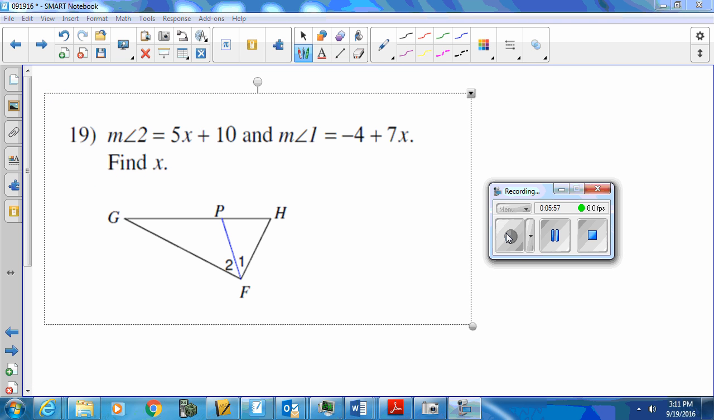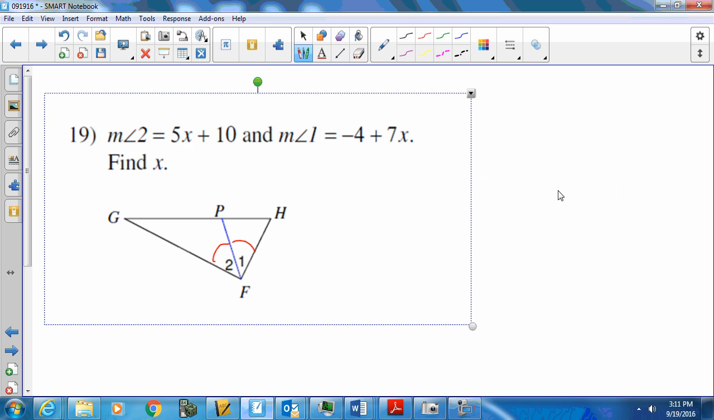All right, looking at number 19 now. It says the measure of angle 2 is 5x plus 10. The measure of angle 1 is negative 4 plus 7x. That's how they're being represented. Now, they're giving us the two angles.